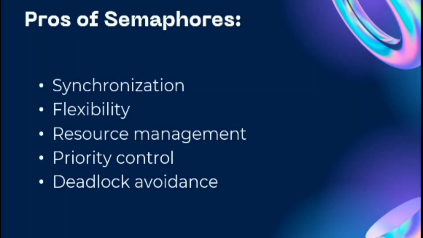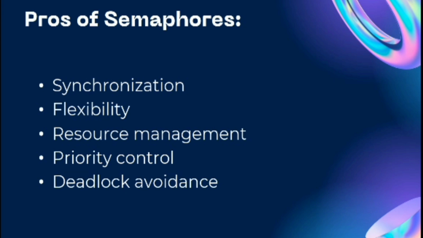Now, I'm going to explain about the pros of semaphores. The first one is synchronization. Semaphores are effective for synchronizing access to shared resources in a multi-threaded or multi-process environment, helping to prevent data races and ensuring orderly access.